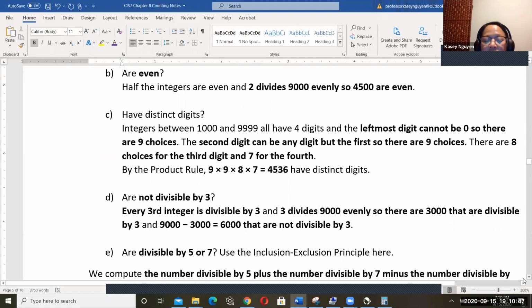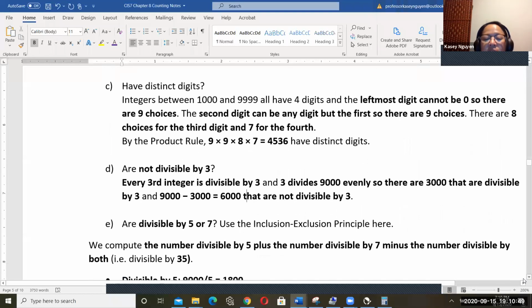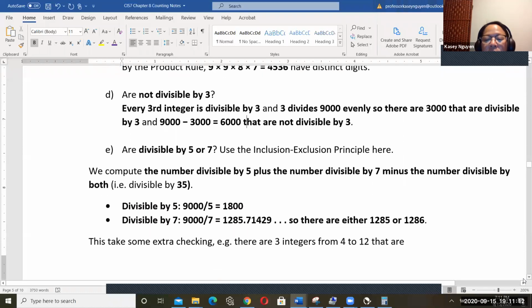And we can do the same with 5 or 7. So you simply look at how you can determine divisible by 5. So every fifth, right? Plus the number that's divisible by 7 minus the both. Okay. It would be like this.